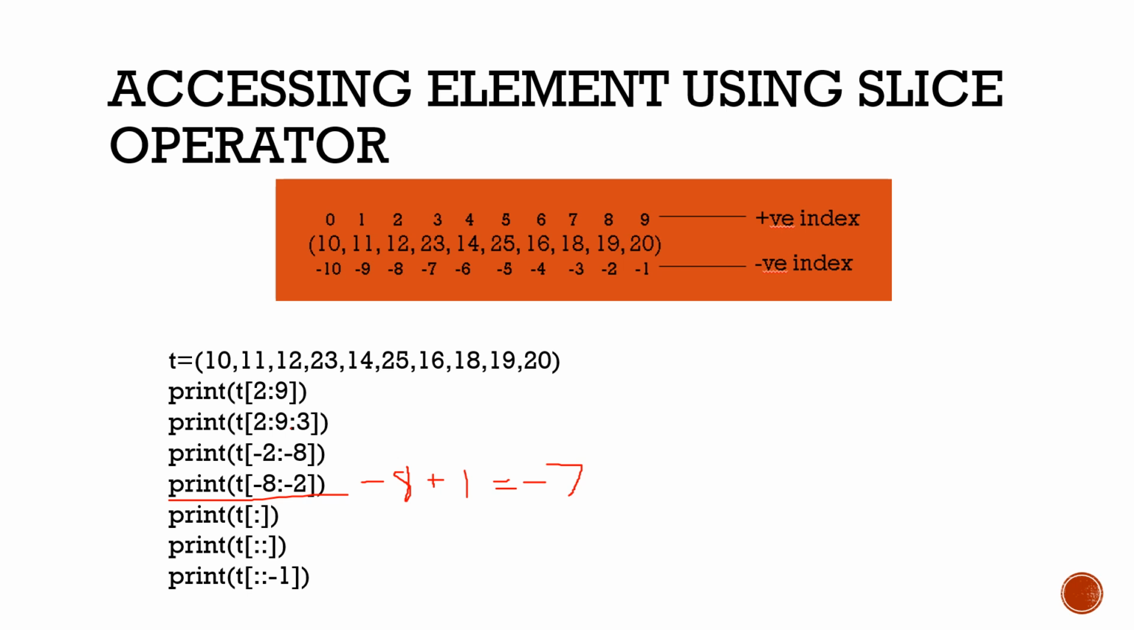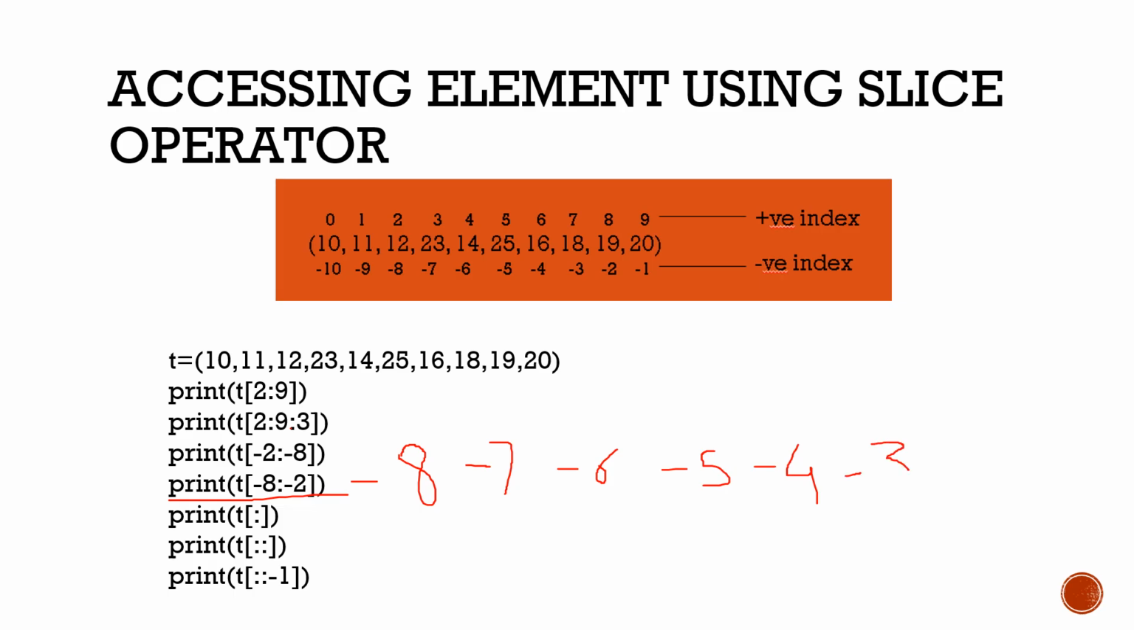But again, minus 2 is an excluding value. So if minus 2 is an excluding value, then it is going to retrieve the elements present at minus 8 position, minus 7 position, minus 6 position, minus 5 position, minus 4 position and minus 3 position.